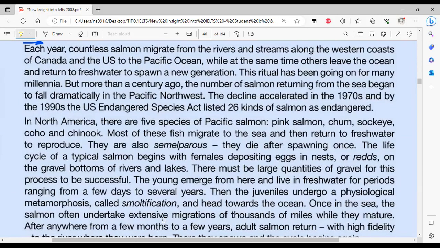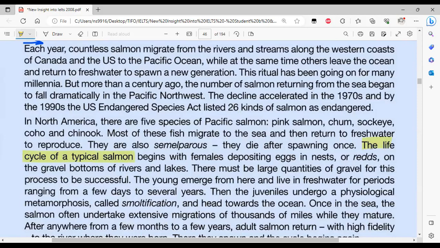It starts from line 9, I think. Okay, is it the first paragraph or the second paragraph? Now this second is the first. Second paragraph. Okay, which line? The third line. Very good, excellent. Okay, now this is the life cycle of a typical salmon.